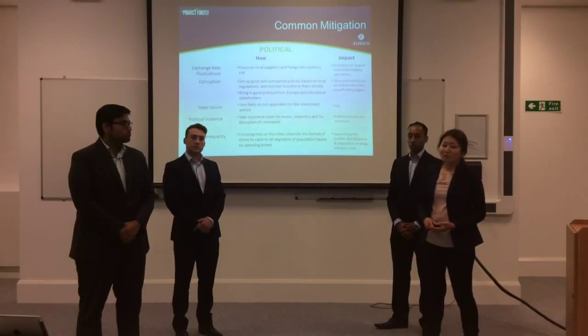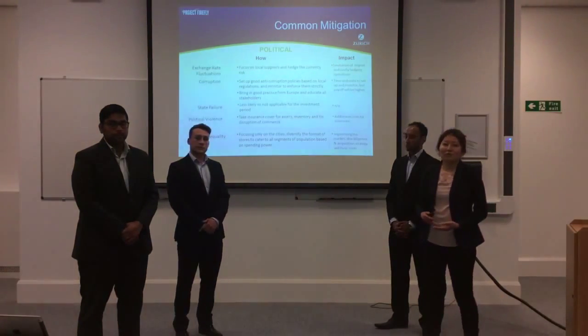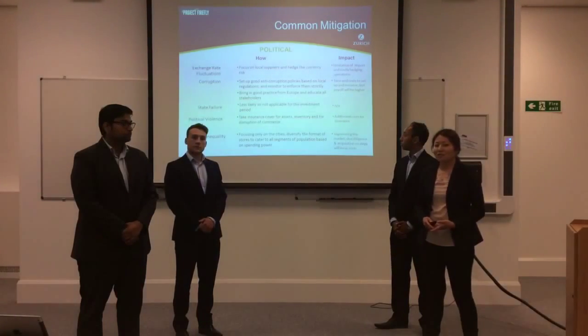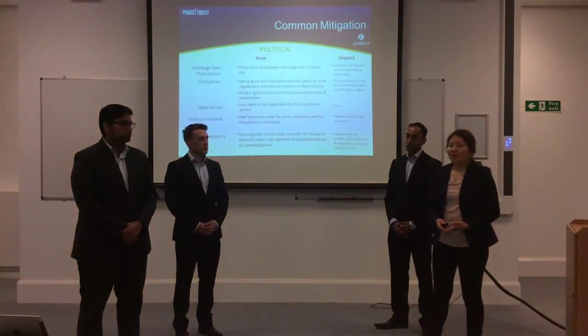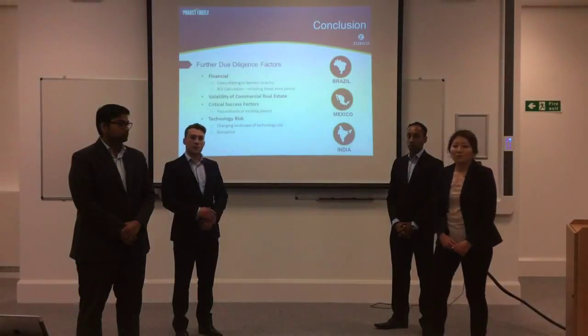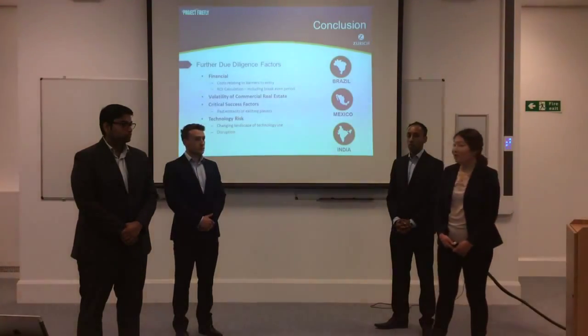And the second one we want to consider is political violence, and in order to tackle it, the company could take out insurance to secure its assets, inventory, and process non-disruption.